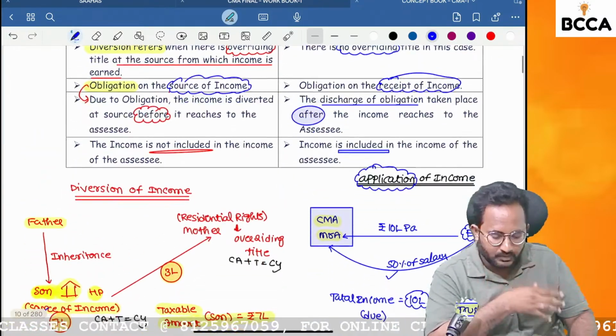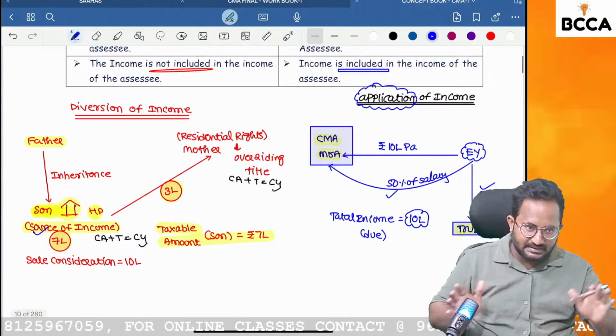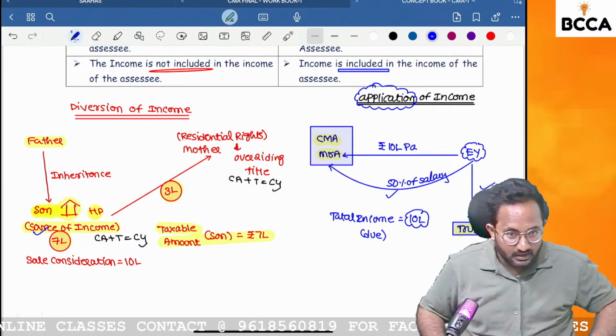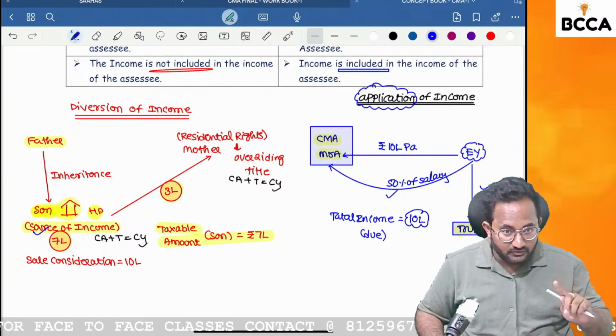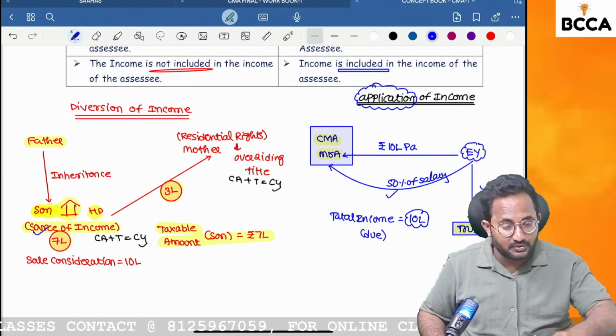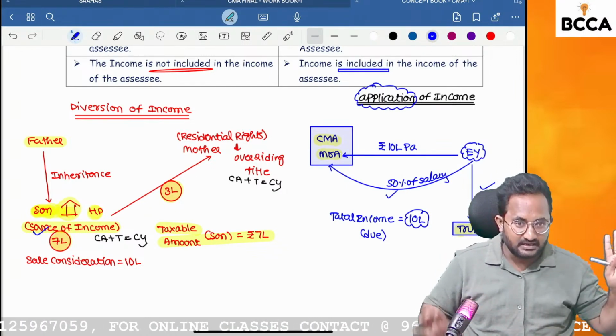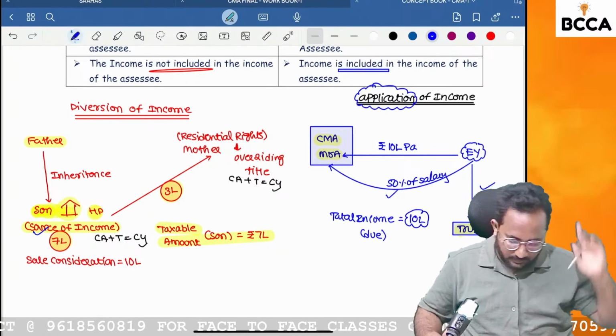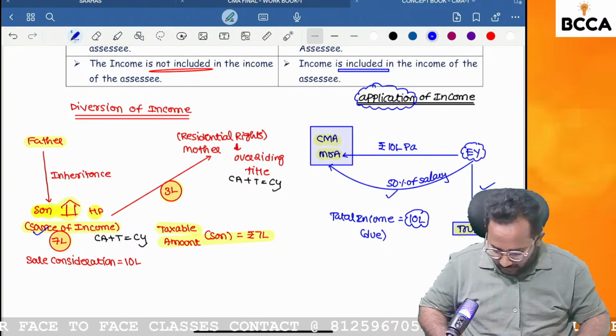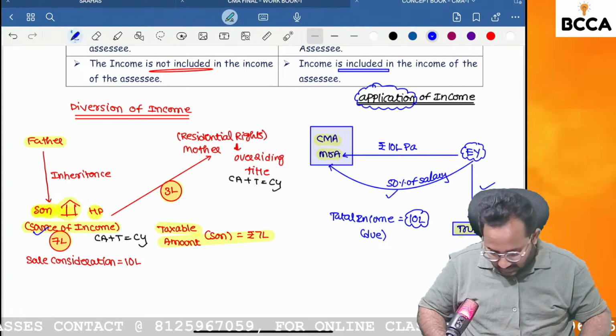Application of income. So what is the conclusion behind diversion of income and application of income? If any income is diverted, that is not included in our total income. If any income is applied, that is included in our total income only. There is an overriding title, diversion of income. There is no overriding title, application of income. Those are the only 2 points we can discuss as the conclusion.